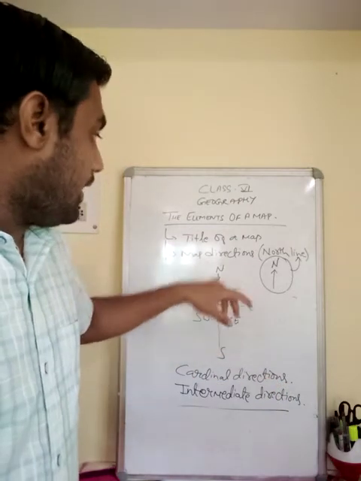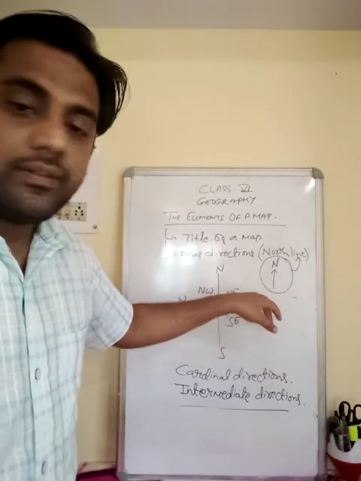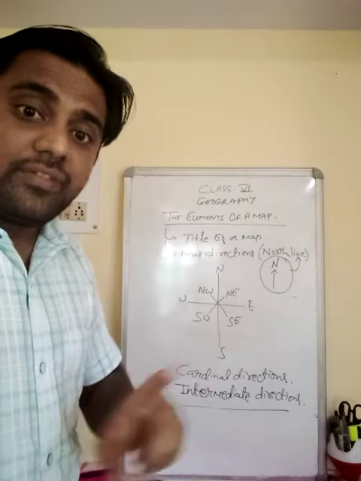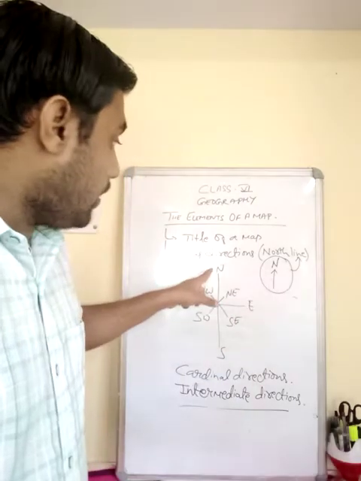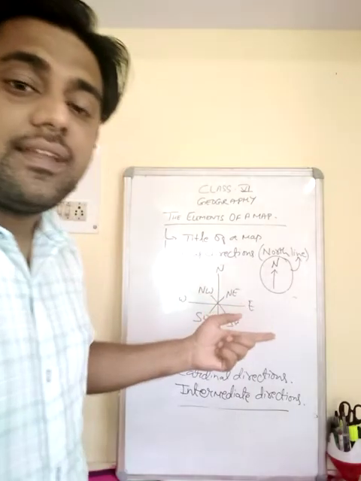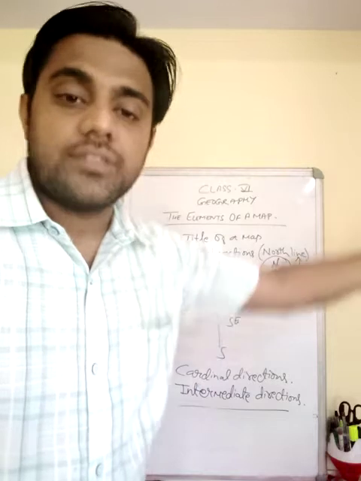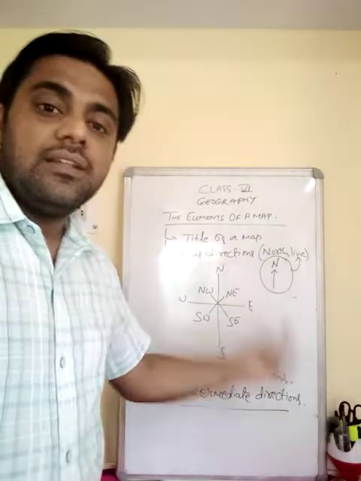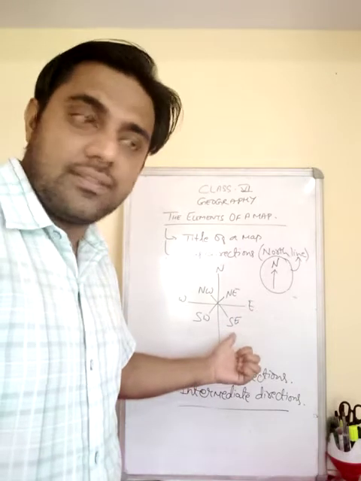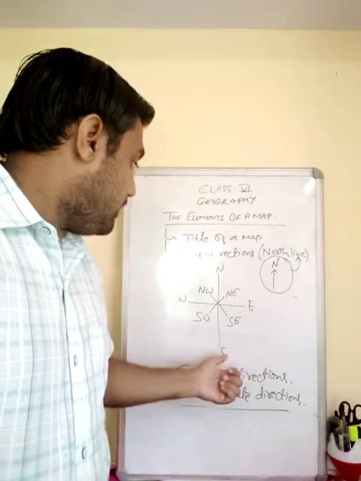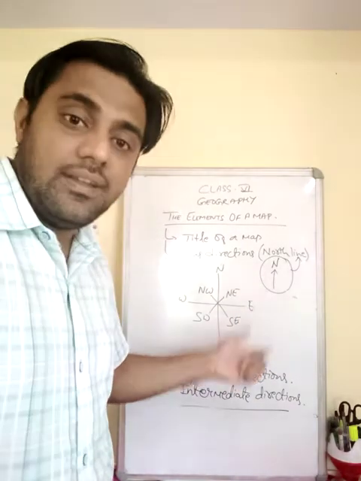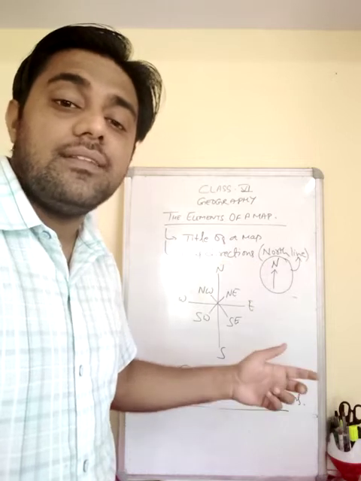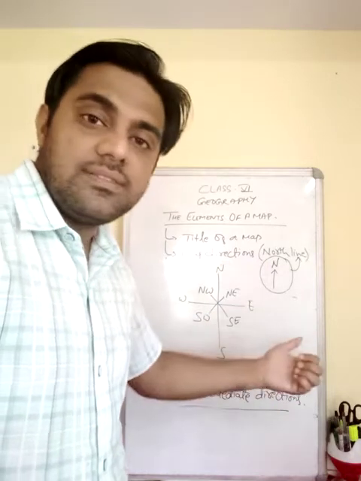Suppose an area lies between north and east, then we know it is in the northeast. But if that area lies in particular between north and northeast, then we can say its direction is north-northeast. If any area lies between south and east, then we can say it is in the southeast. But if any area lies between south and southeast, then we can say it is in the direction south-southeast.